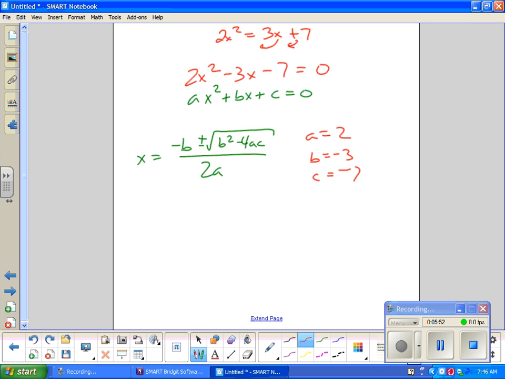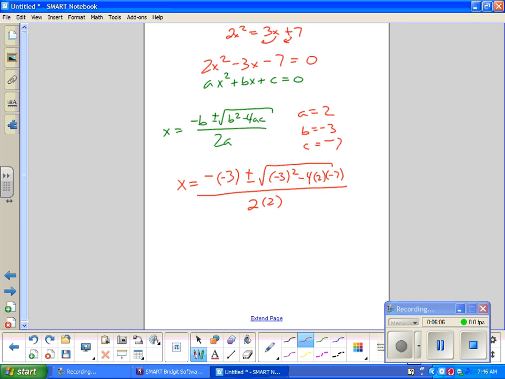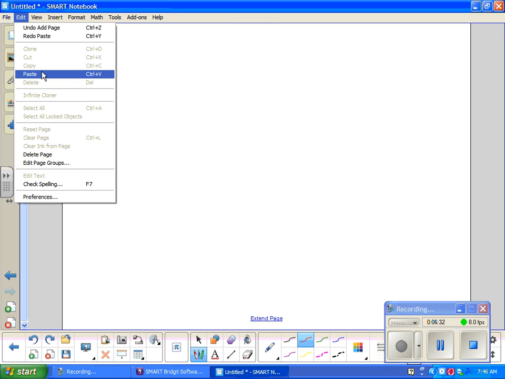So here I go again. I'm going to go quite fast for the sake of video. And every time you get b squared, it's got to be a positive number. You got to watch your signs. Here I go. 3 plus or minus the square root of 9 plus 56 all over 4. Now this one's ugly. So the final answer here is 3 plus or minus the square root of 65 all over 4. And those are the two solutions. That is simplified. So 3 plus the square root of 65 over 4 and 3 minus the square root of 65 over 4. Do one more, call it a day on the video.